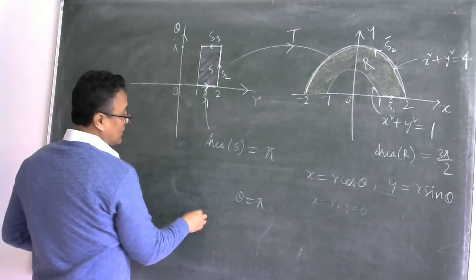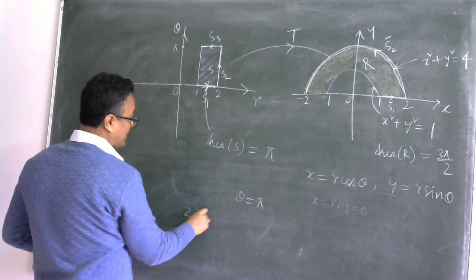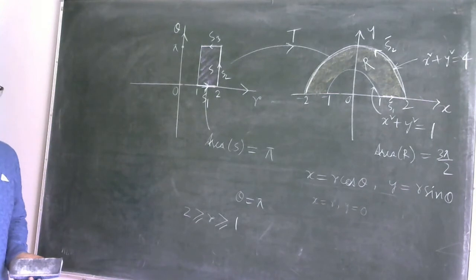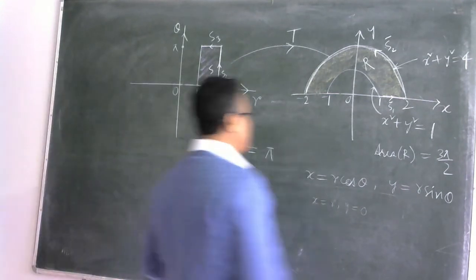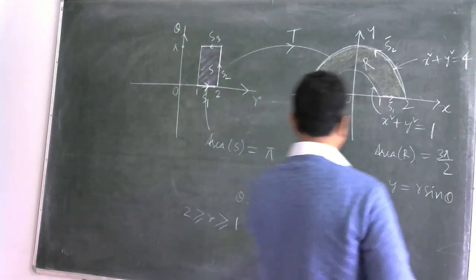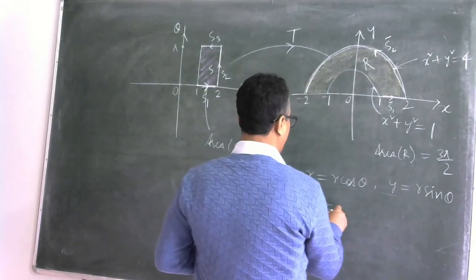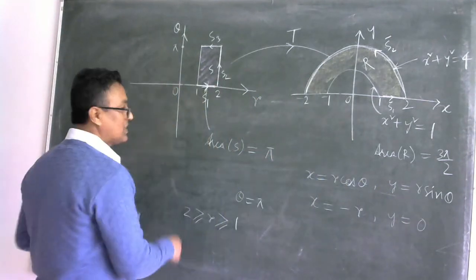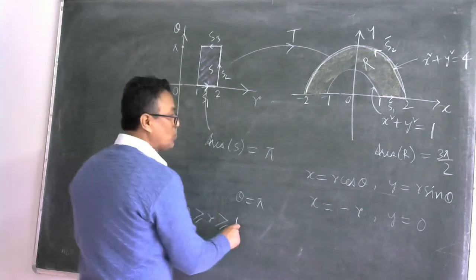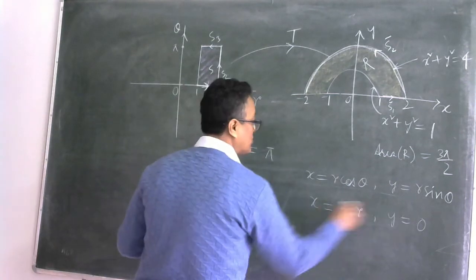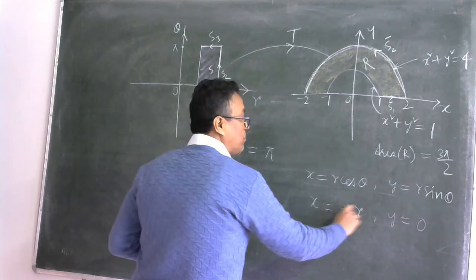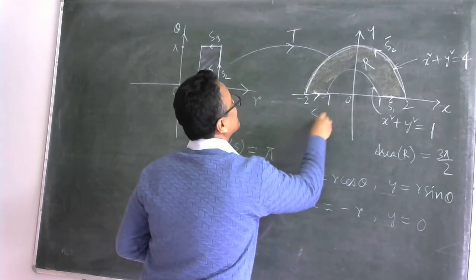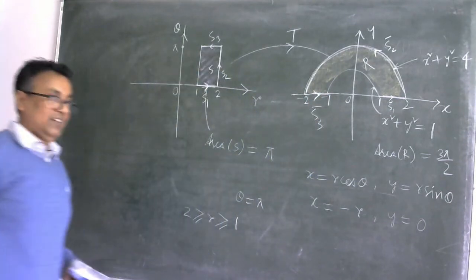R was from 2 to 1. You look at the direction there. R was from 2 to 1. So if theta is pi, then you can see that your x equals simply minus r, y equal to 0. Okay? Now you will see that when r varies from 2 to 1, y will be equal to 0 and x will be varying from minus 2 to minus 1. So this is your image of this boundary over there.